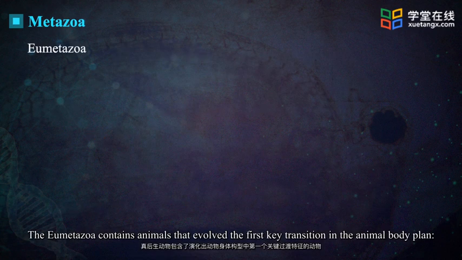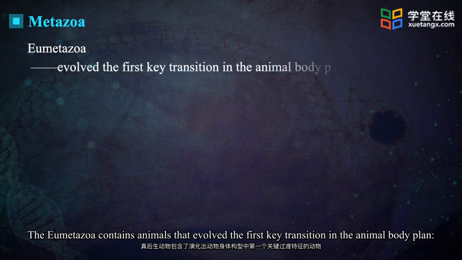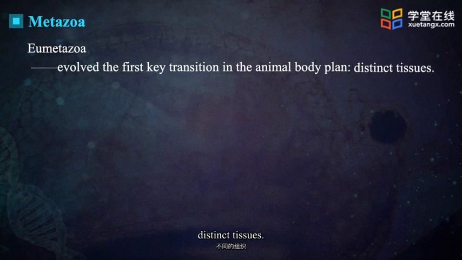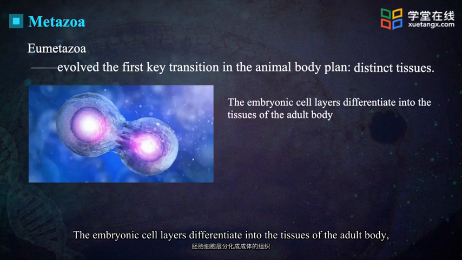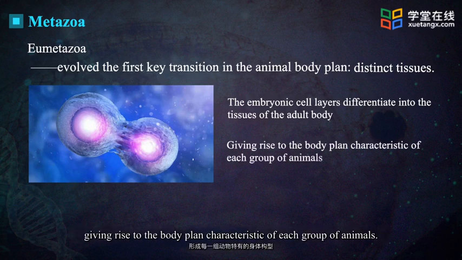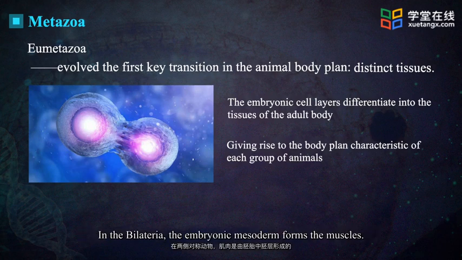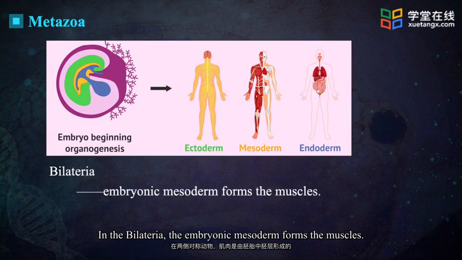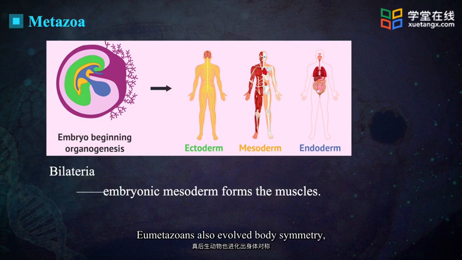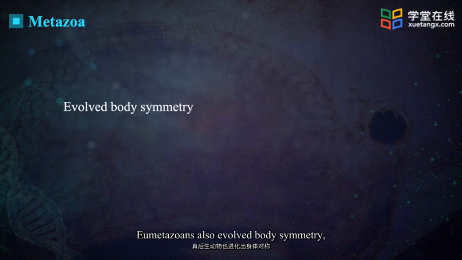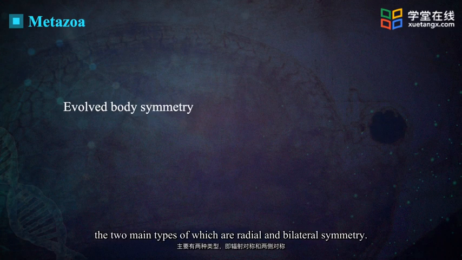The Eumetazoa contains animals that evolved the first key transition in the animal body plan: distinct tissues. The embryonic cell layers differentiate into the tissues of the adult body, giving rise to the body plan characteristic of each group of animals. In the Bilateria, the embryonic mesoderm forms the muscles. Eumetazoans also evolve body symmetry, the two main types of which are radial and bilateral symmetry.